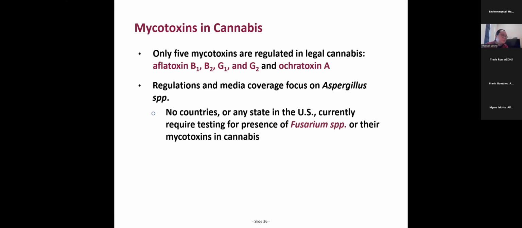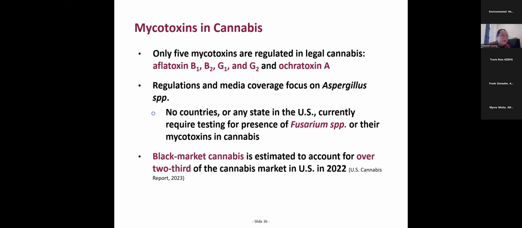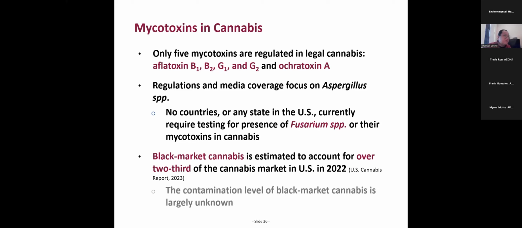And there is no country or any state in the US that currently requires any testing for the presence of Fusarium, which is a group of mycotoxin producers that we think might get overlooked. And also, when we're talking about all the cannabis used in the US, the black market remains over a third of the cannabis market in the US, according to the latest statistics. Okay, so you have mycotoxins that have not been tested in the legal market, and there is also little information on black market cannabis, which in some states is the only source of cannabis that is available.